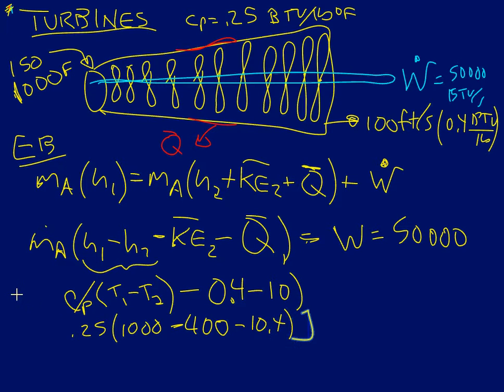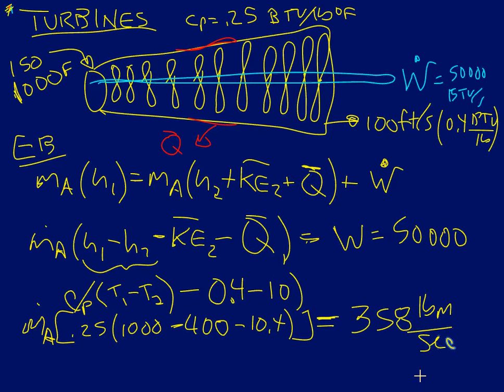All that is multiplied by our mass flow. So we can solve for the mass flow of the air going through this turbine, and it tells us that we have to supply air at a rate of 358 pound mass of air per second. That's a lot of air.